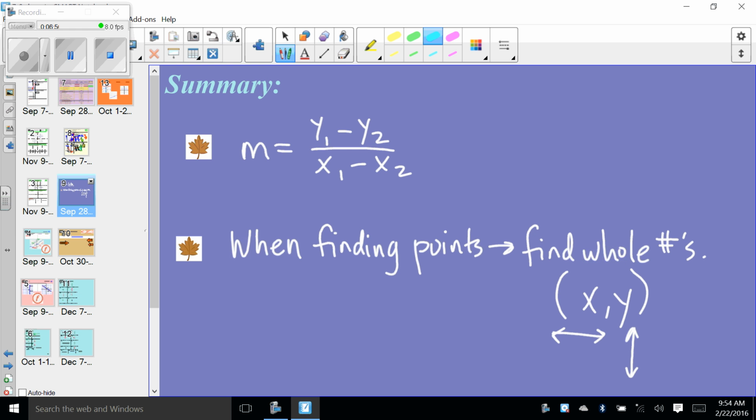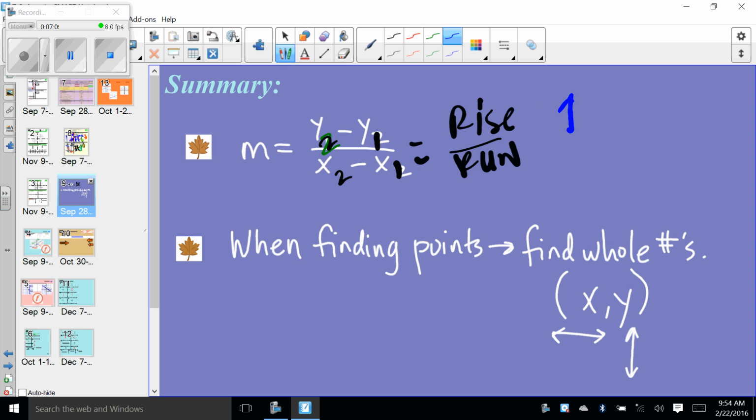Our summary for today is as follows. You know the formula: y2 minus y1 divided by x2 minus x1. Go ahead and get that down. That's rise and run. Rise divided by run, I should say. Up and down on top, left and right on bottom. Go ahead and do that. All right, so that's our summary for today.